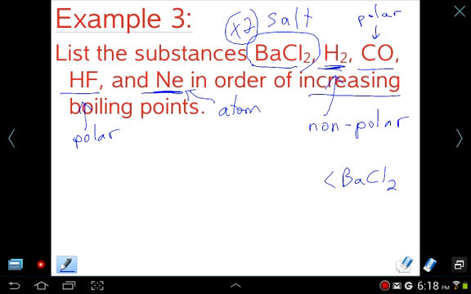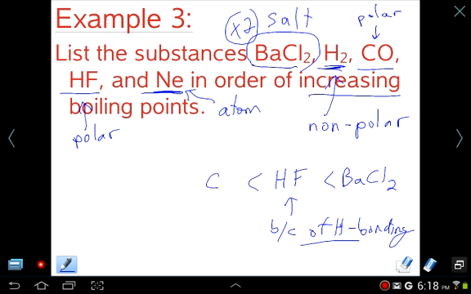So what we see is neon and hydrogen will probably be first, and then carbon monoxide and HF will be second. Now, in general, HF should be right next to barium chloride because HF, recall, has hydrogen bonding in it. This is because hydrogen bonding is the strongest of all the intermolecular forces. So HF goes right next to barium chloride. The next would be carbon monoxide, because it is polar.